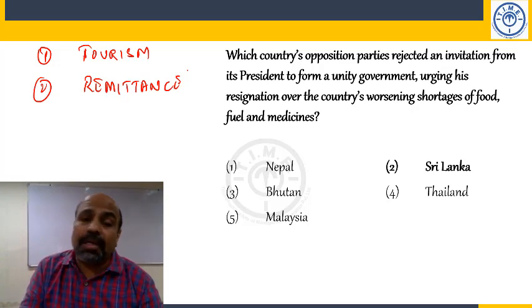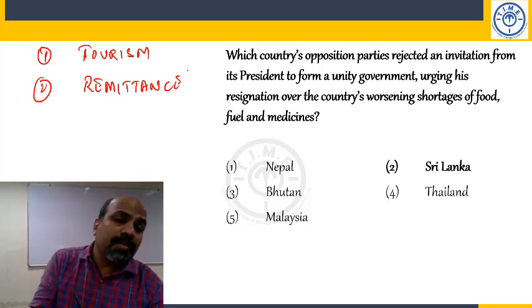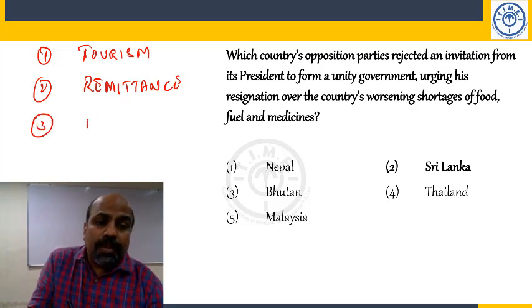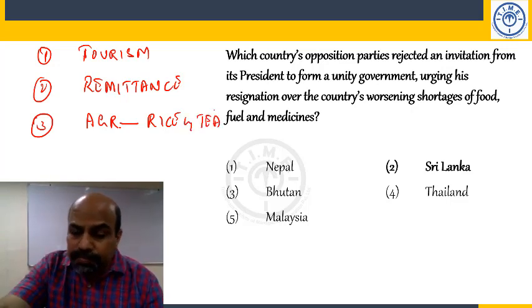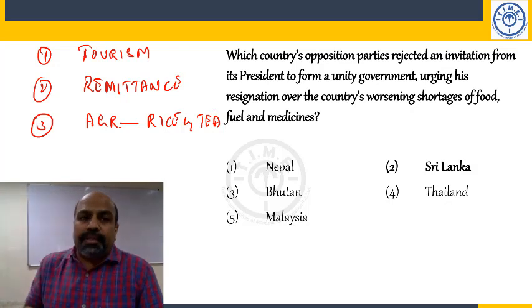Sri Lanka has always been a remittance economy. So number three, agriculture, mainly rice, a little of rice and tea. These are two major exports. Fair? So what exactly happened?